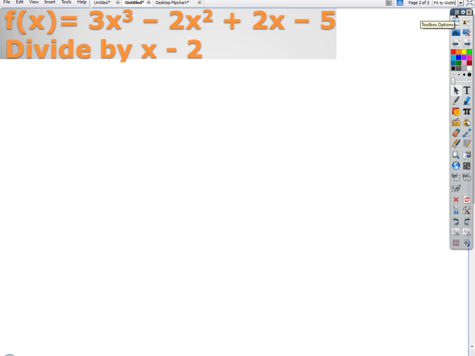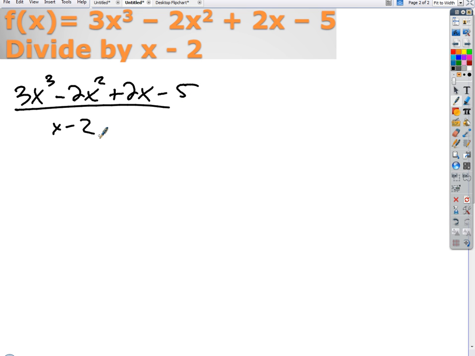Okay, so if I want to divide, and really what I'm doing then, I've got the fraction 3x cubed minus 2x squared plus 2x minus 5 divided by x minus 2. Okay, that's the polynomial division problem that we're doing. Because the bottom is linear, because the power of x is 1, I can use synthetic division, which is the same as that synthetic substitution trick I showed you earlier.